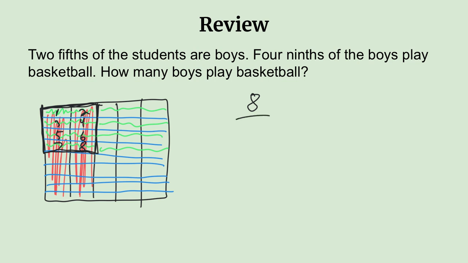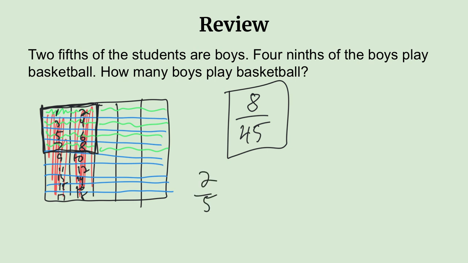would then just be how many parts in total in this entire thing. So 1, 2, counting those, 8, 9, 10, 11, 12, 13, 14, 15, 16, 17, 18, on over, ends up being 45. So 8/45 play basketball. The other way you can do that, if you look at the numbers here, 2/5 and 4/9, how would you get from 2/5 and 4/9 to 8/45? Well, you would just multiply straight across.